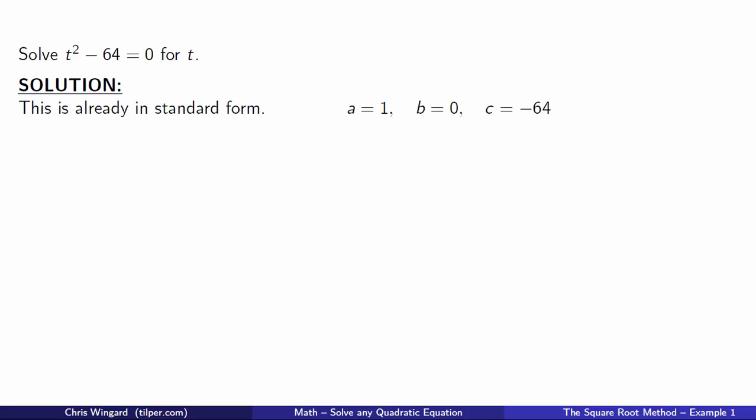And we can identify a is 1, b is 0, and c is negative 64. So a is 1 because t squared really just means 1 times t squared. And b is 0 because there's no linear term, there's no term with just plain old t on it. And c is negative 64.